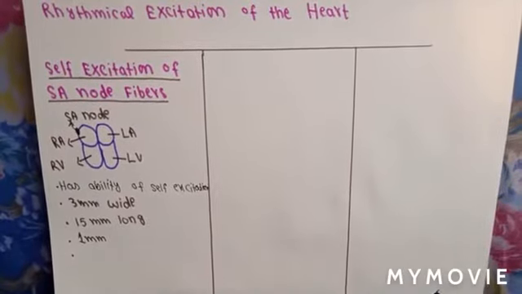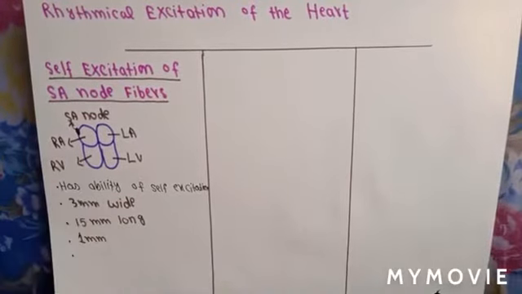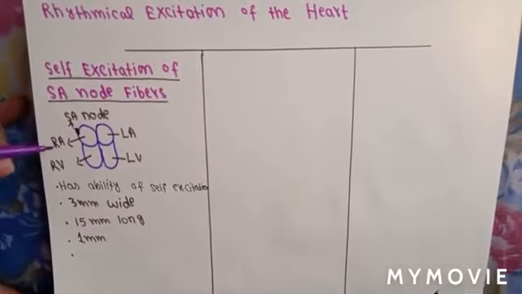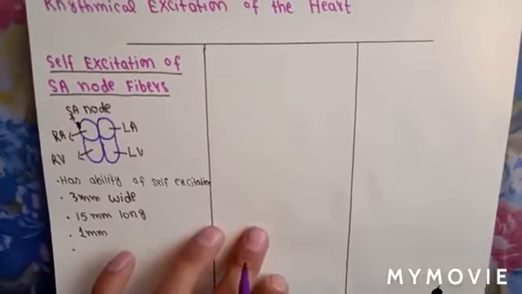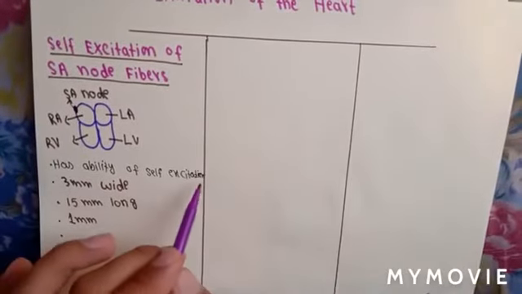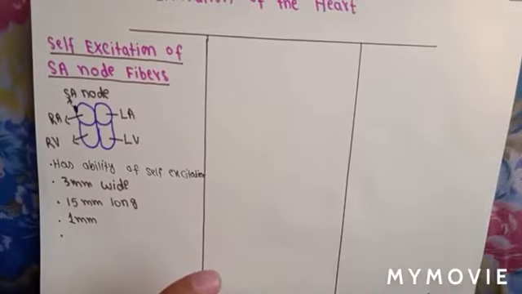So here I am going to discuss self-excitation of SA node fibers. First of all, the SA node is present on the slightly dorsal lateral side of the Earth, especially the posterior side. It has a specific characteristic, which is that of self-excitation. Its ability of self-excitation means that it becomes excited. Depolarization and repolarization occur in this SA node.